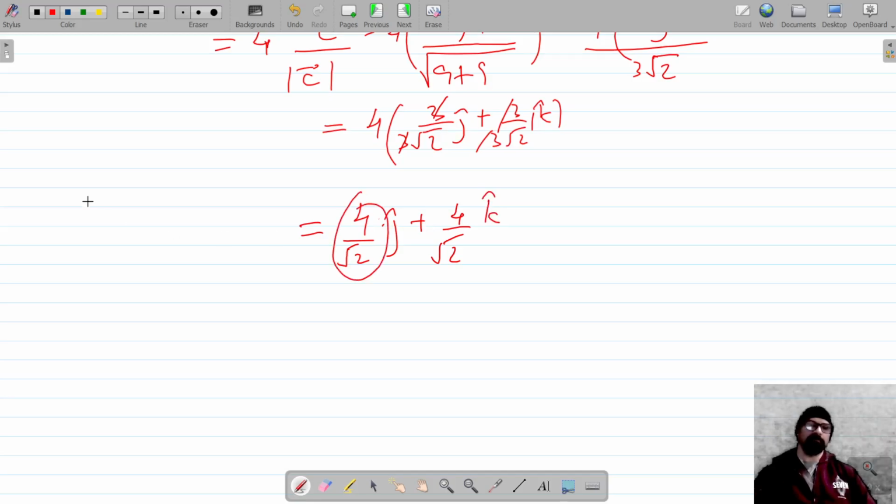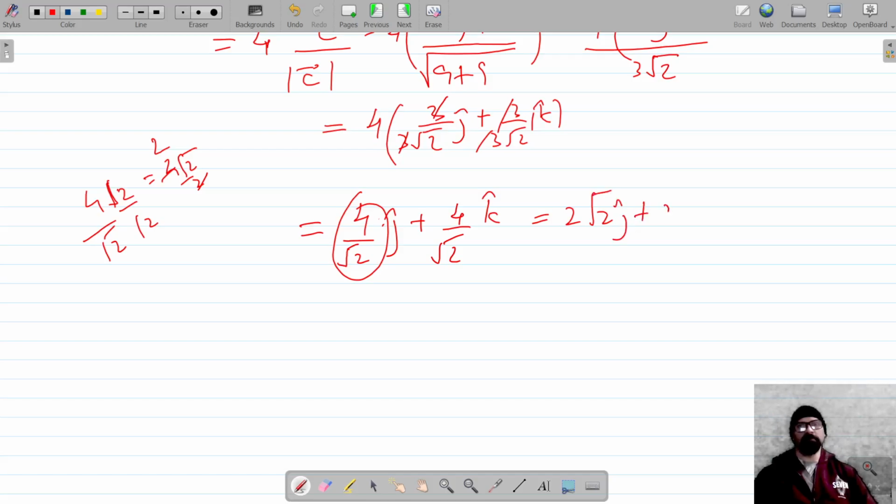And if we rationalize this 4 by root 2, it becomes 4 root 2 by 2, that is 2 root 2, which is 2 root 2 j cap plus 2 root 2 k cap. This is a vector that has magnitude 4, and let's call this vector D vector. Now we have to verify the results.